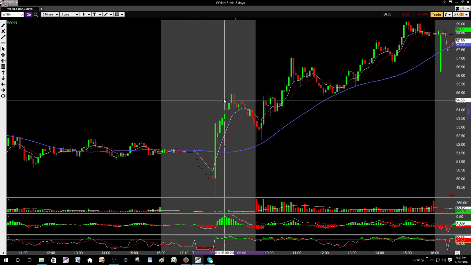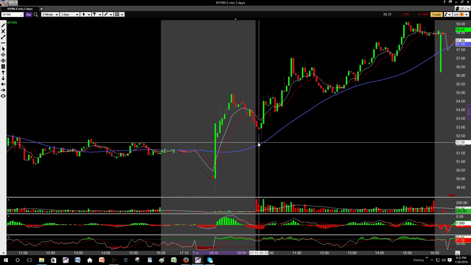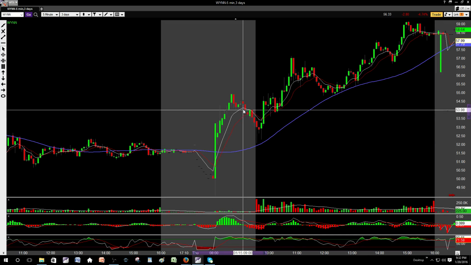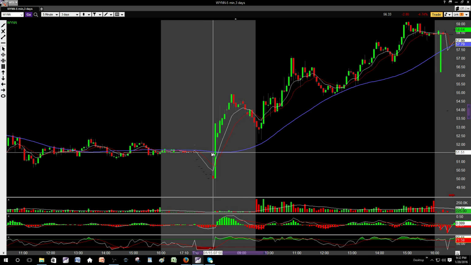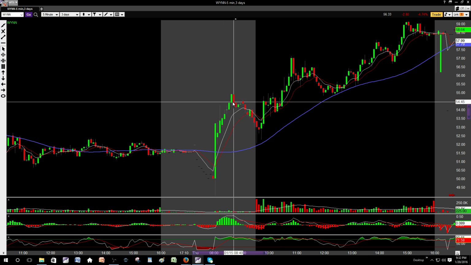So when a stock gaps up, it needs to breathe a little bit. It needs to relax a little bit. And so in this case, it's like a runner. A runner's sprinting over here.